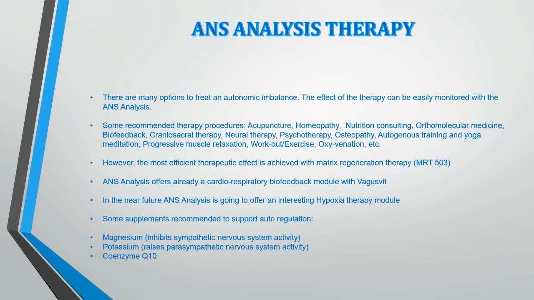How can the ANS analysis system help you with your therapy? Well, there are many options to treat autonomic imbalances. The effect of the therapy can be easily monitored with this system, and some recommended therapy procedures would be acupuncture, homeopathy, nutrition consulting, orthomolecular medicine, biofeedback medicine, craniosacral therapy, neural therapy, psychotherapy, osteopathy, autogenic training and yoga, meditation, progressive muscle relaxation, workout and exercise, oxygenation, etc.